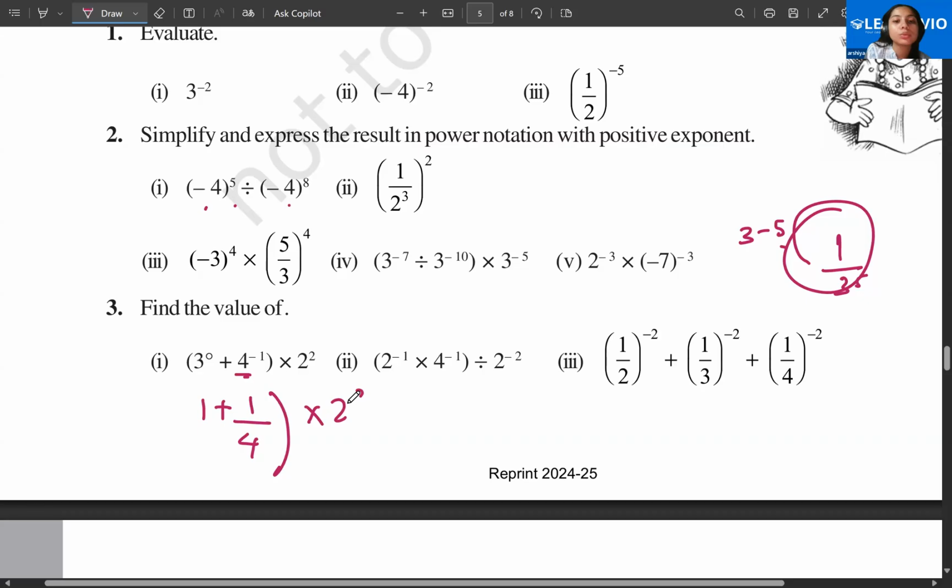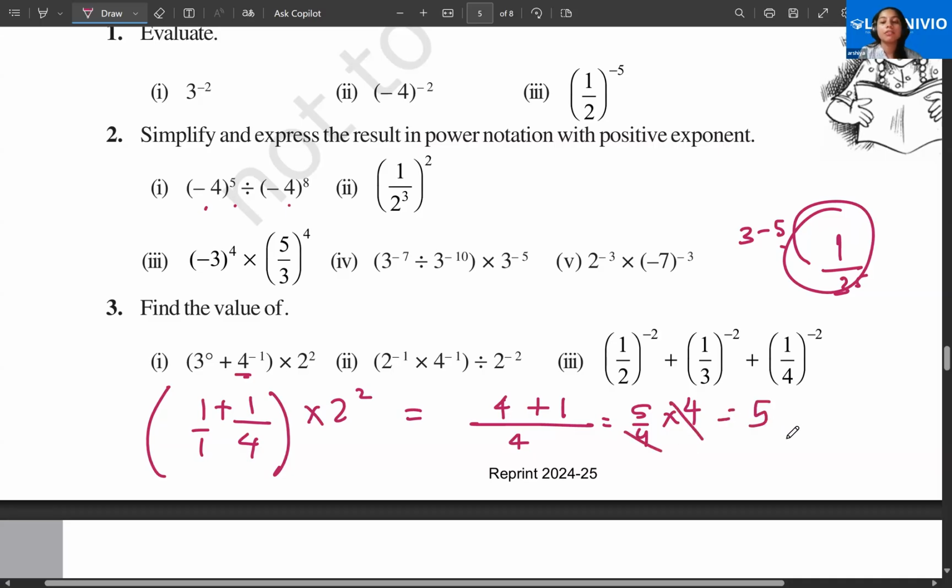2 square, that's 4. Don't open it yet. So if I have the LCM as 4, this will be 4 plus 1. So this will be 5 by 4 times. So you said this was 4. Now I'll just cancel it out. My answer is 5. Okay, is it clear? Yes, ma'am. Write this down and solve the third part.